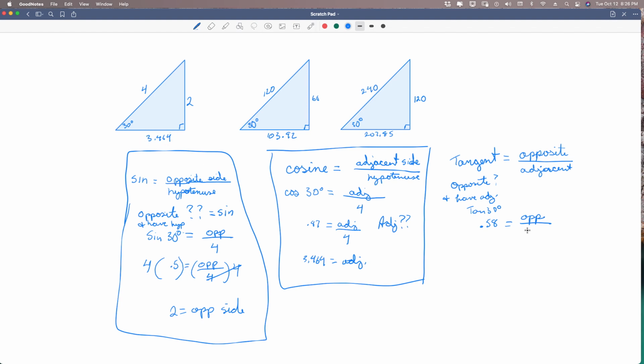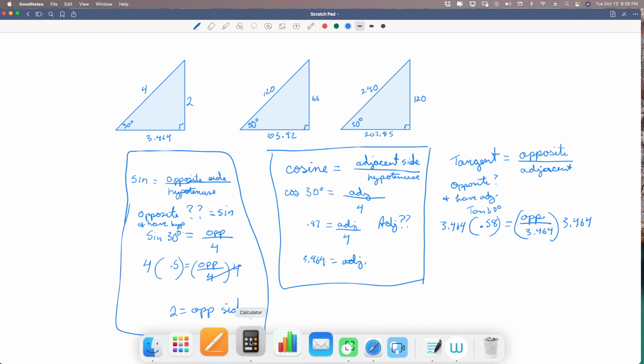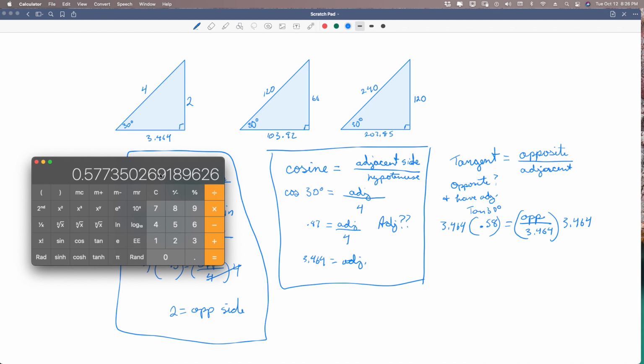My adjacent is 3.464. So what am I going to do? I'm going to multiply both sides by 3.464. I'll multiply this by 3.464. So I pull out my calculator. Then my tangent is still in there, so I'm going to multiply by 3.464.